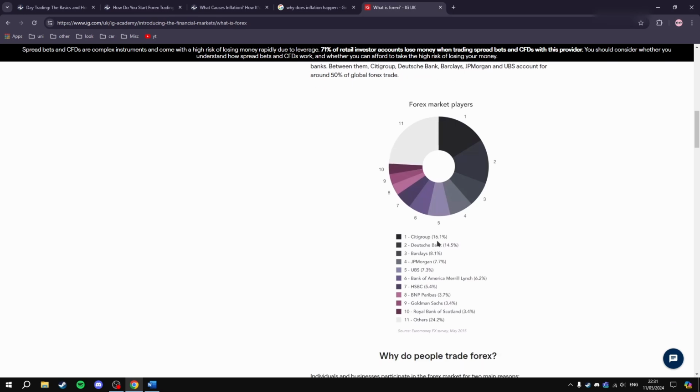Citigroup 16.1%, Deutsche Bank 14.5%, Barclays 8.1%, JP Morgan 7.7%, UBS 7.3%, Bank of America Merrill Lynch 6.2%, HSBC 5.4%, BNP Paribas 3.7%, Goldman Sachs 3.4%, Royal Bank of Scotland 3.4%, others 24.2%.